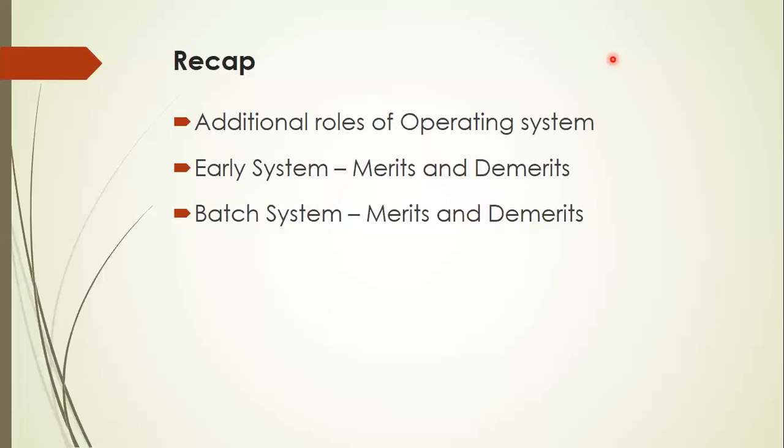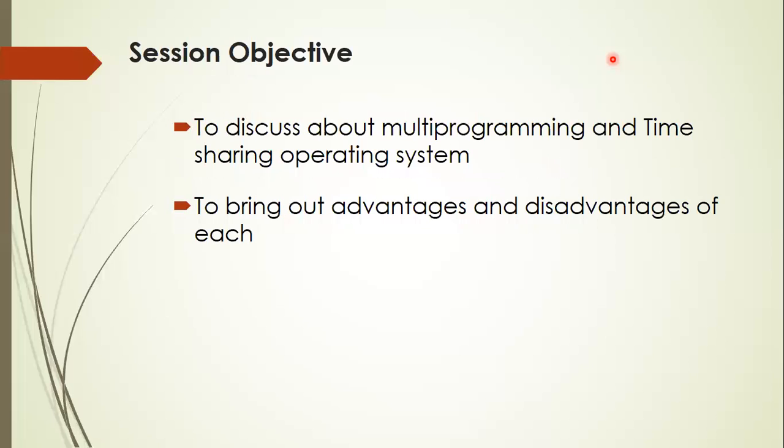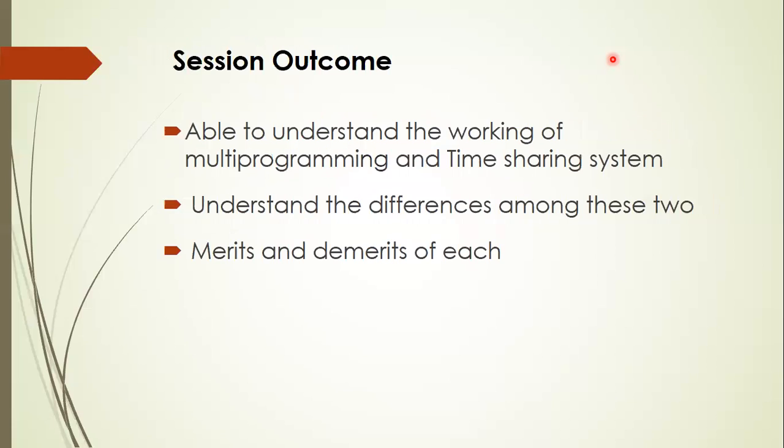And to avoid these two drawbacks, they came out with two different types of operating system, namely the multi-programming operating system and the time-sharing operating system. The main objective of this session is to discuss how a multi-programming and time-sharing operating system works, and what the advantages and disadvantages of each of these two types are. After attending the session, you will understand how a multi-programming system and a time-sharing system work, what the difference is between these two types, and what the merits and demerits of each are.